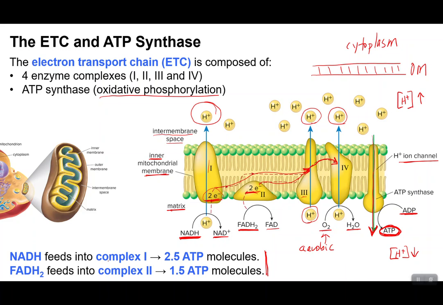So NADH, as we already mentioned, feeds into complex 1. And when it does this entire shuttling of electrons and pumping of protons, at the end of the day, you will get 2.5 ATP molecules per NADH molecule. For FADH2, that one feeds into complex 2, so it will produce slightly fewer ATP molecules, but it's still 1.5 molecules per FADH2 molecule. So we will use this information to solve some problems later in this video.